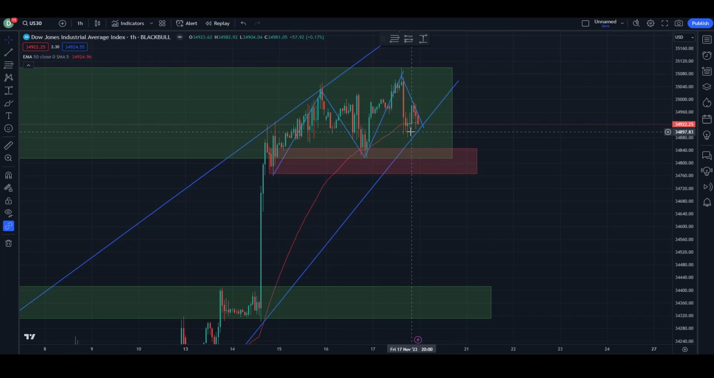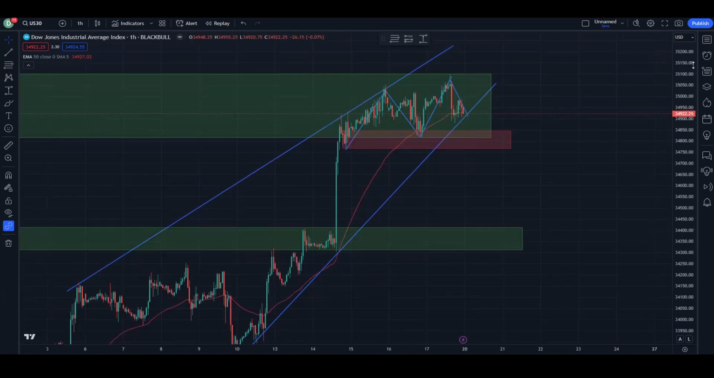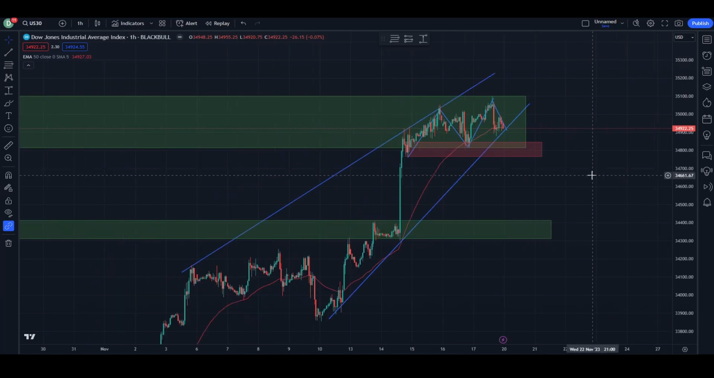Now, currently, none of those patterns is confirmed. For any of them to be confirmed, what you need is the price to go down and close effectively below this red range, the lowest point of which is around 34,760. Now, if the price goes down and closes below this, it would give an entry confirmation both for this big rising wedge and also for the double top.